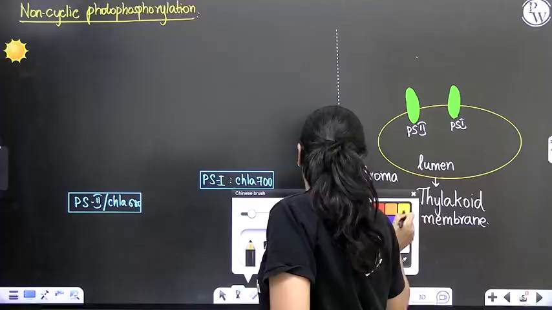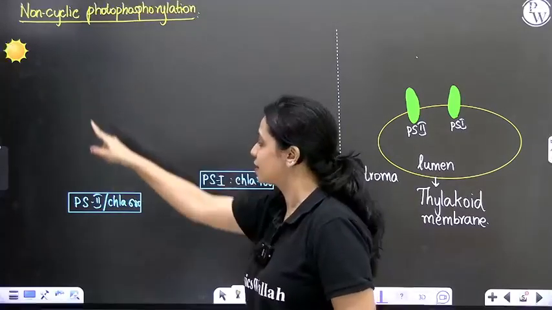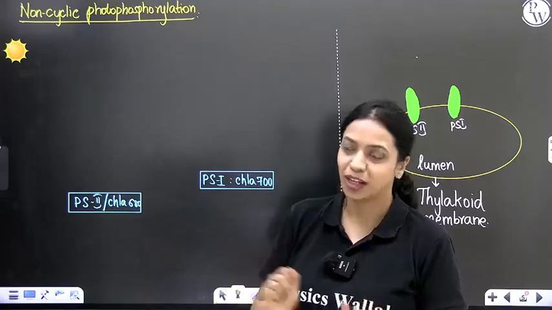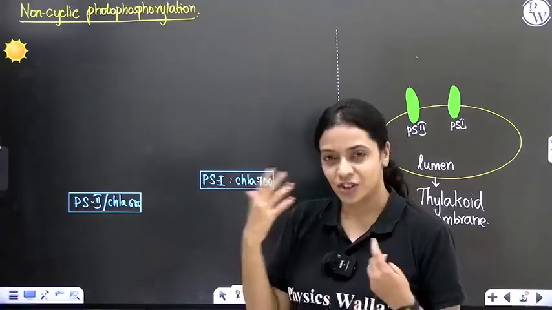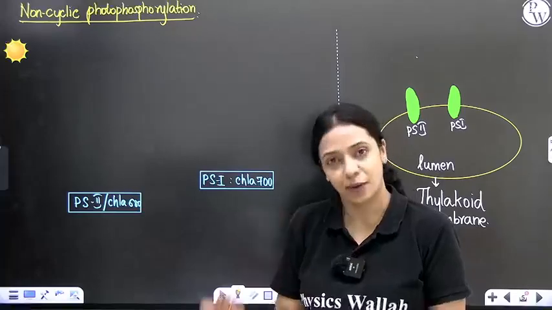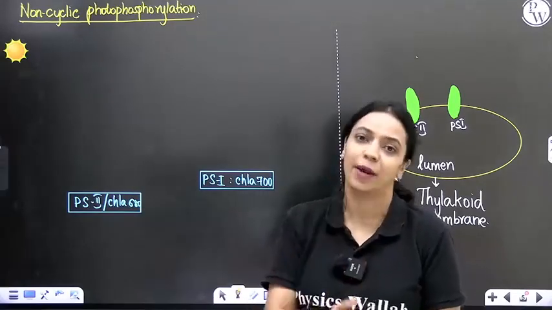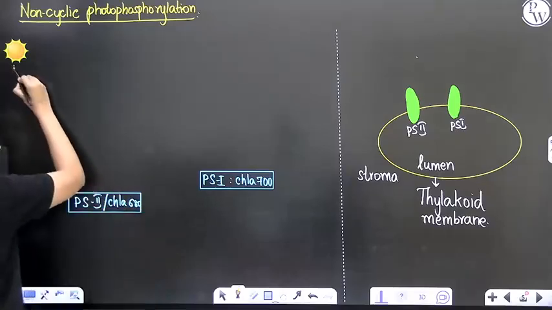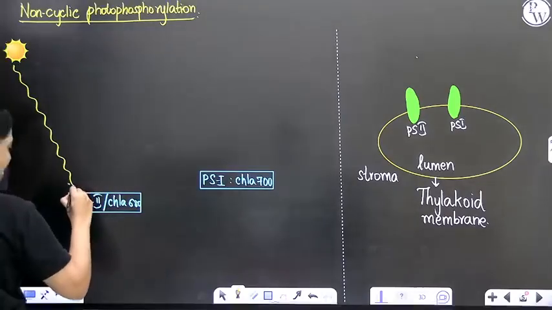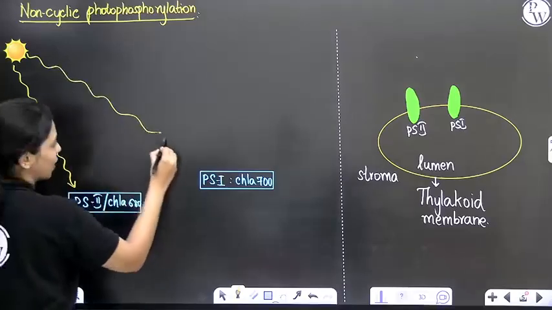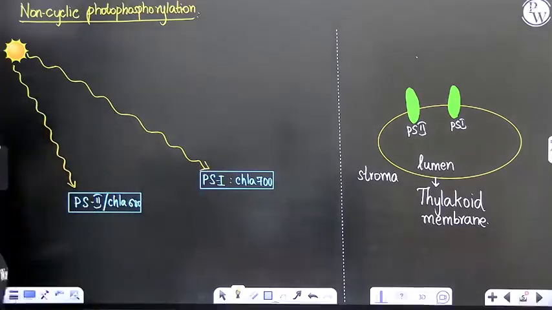Right? Most students get confused that first light will hit PS2, then it will hit PS1. That's not the case. PS1 cannot keep waiting. Just think about it. When the sun is hitting the leaf, it is obvious that simultaneously on both PS2 and PS1 light will be incident, right? So that is what happens. On PS2 light will be incident, sunlight. On PS1 as well, sunlight will be incident.